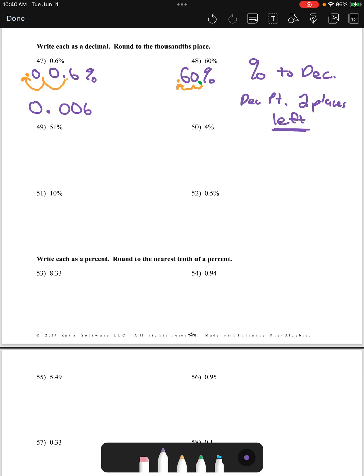60% has an invisible decimal point after the 0 because 60 is a whole number. When I move that 2 places to the left, I have 0.6. My final answer will be 0.6. I invite you to pause and try 49 to 52.